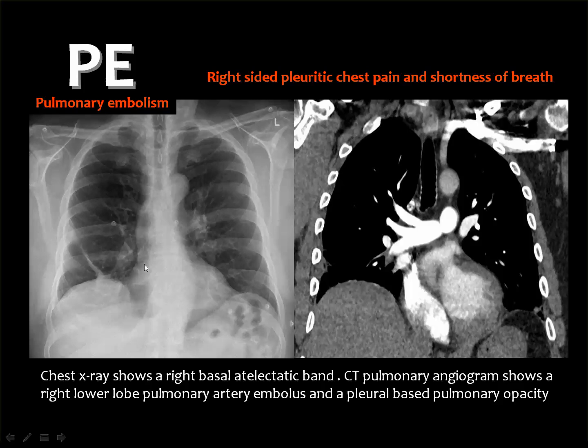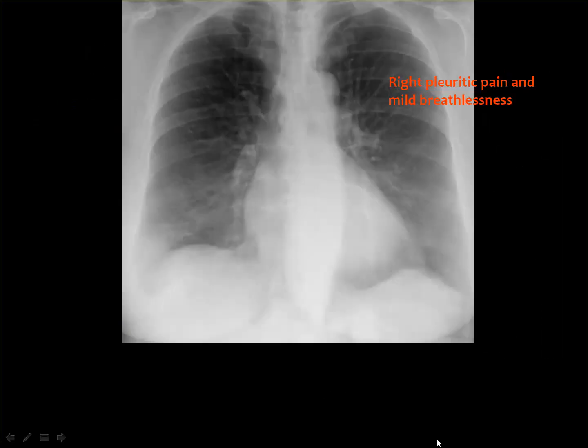And this is what we call an atelectatic band. There is some elevation of the ipsilateral diaphragm, and these are not sufficient findings in the plain film to diagnose pulmonary embolism. But here you can see the filling defect in the pulmonary artery, which can help you or support your diagnosis.